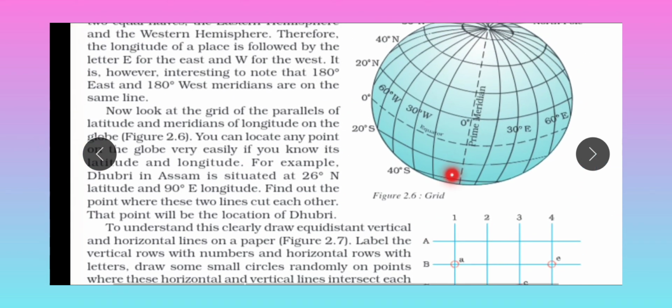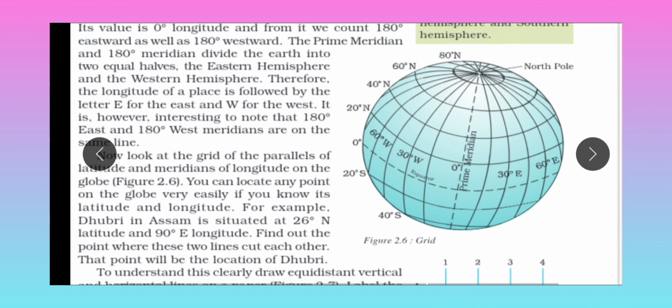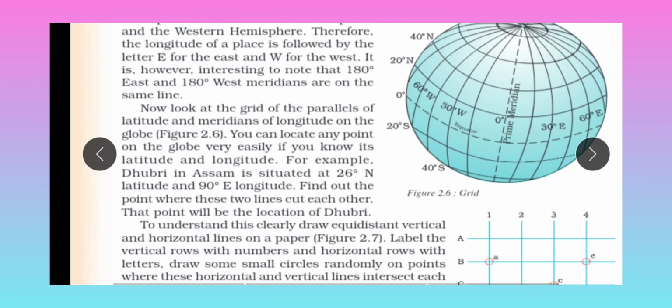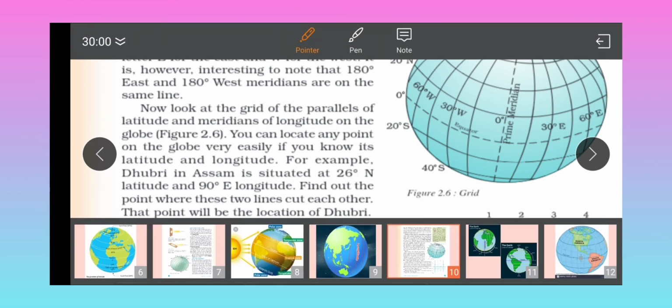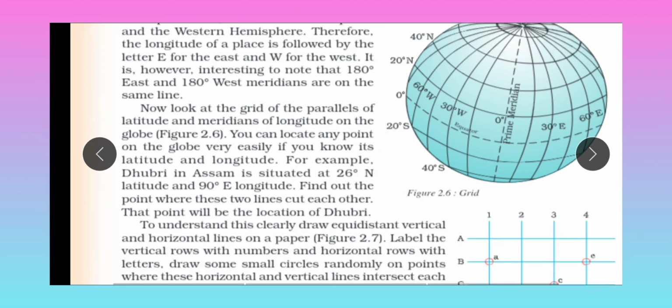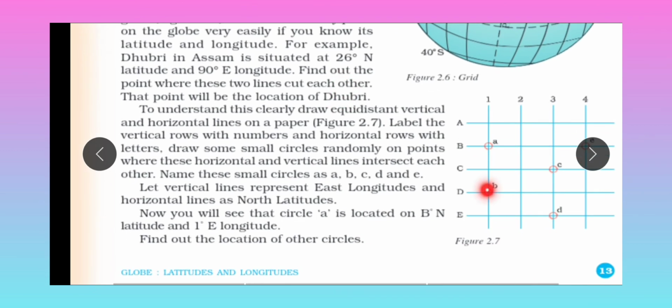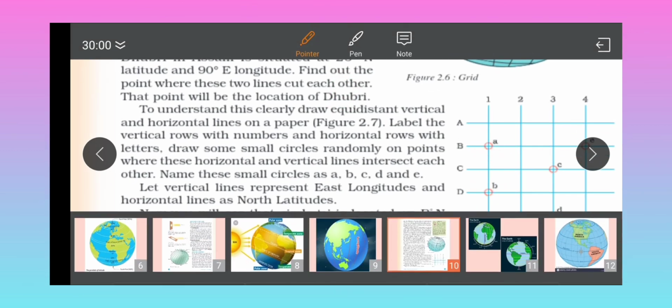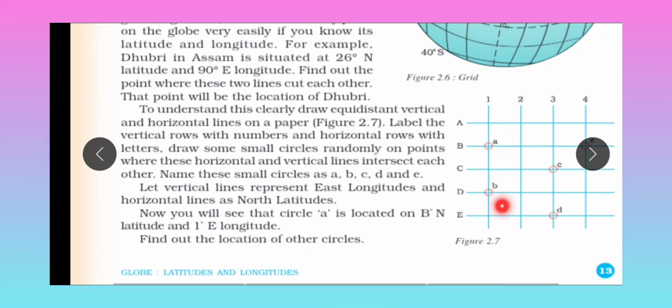Here you can see the lines intersecting each other. The place is at 90 degree east longitude, so here we have to find 90 degree east longitude, and then find the point where the two lines meet. This point shown here is the place of Dhubri. How can we find it? They have given us particular lines called longitude and latitude, and on the basis of that we can find it.